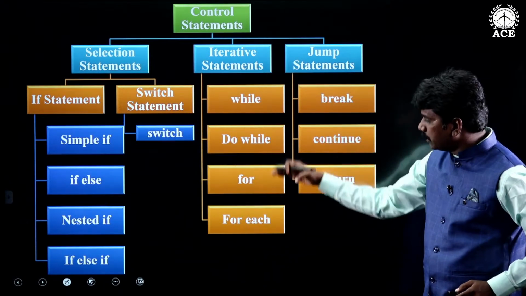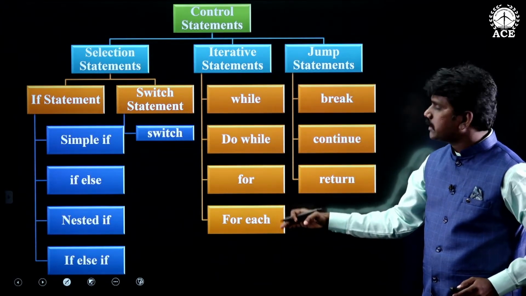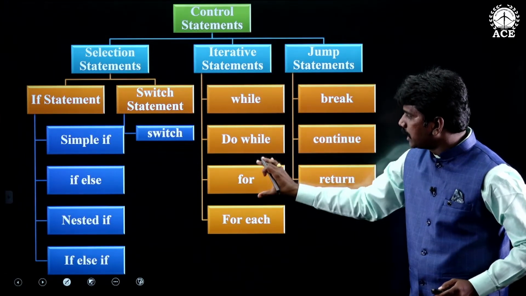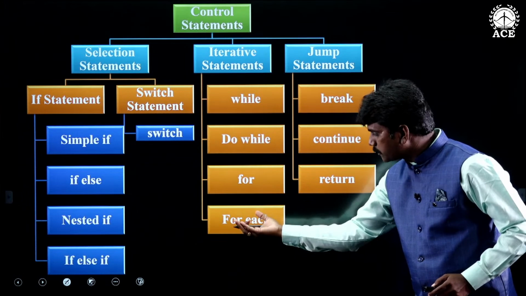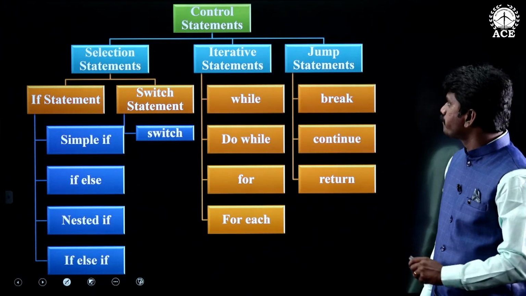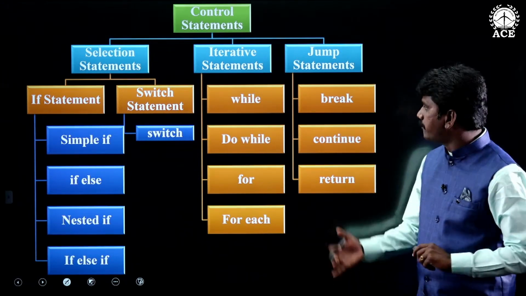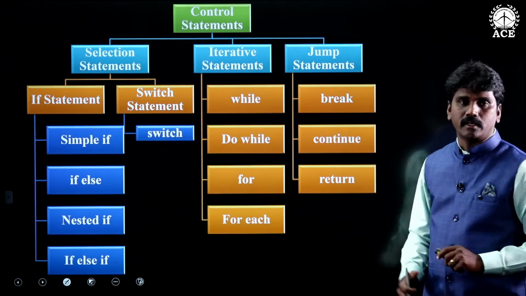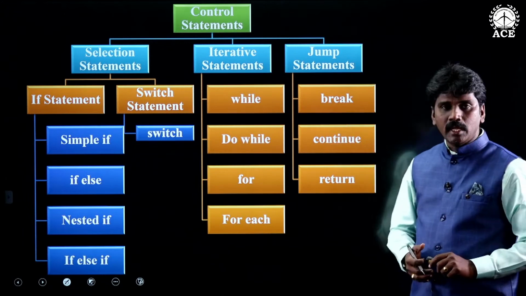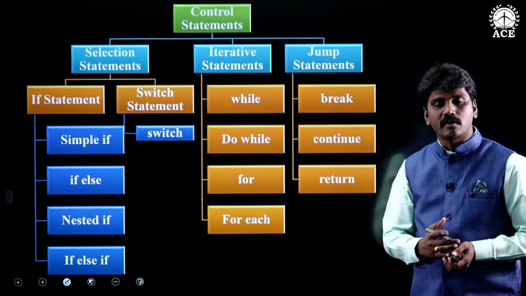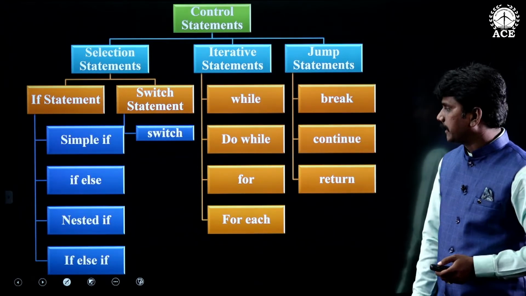Next one is iterative statements. Four iterative statements or four loops we are having: while, do while, and for. These three are well known, and in Java especially for each is also there. Next one is jump statement. What are the different jump statements we are having? They are break, continue, and return. Suppose in a program how we will use break, continue, and return, we will also understand clearly.